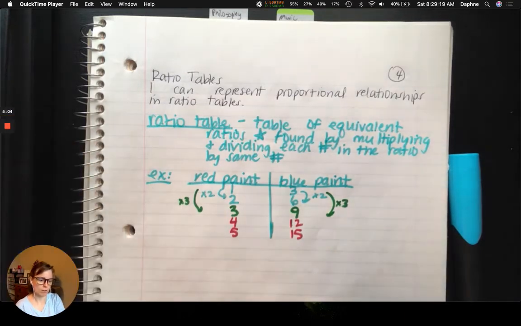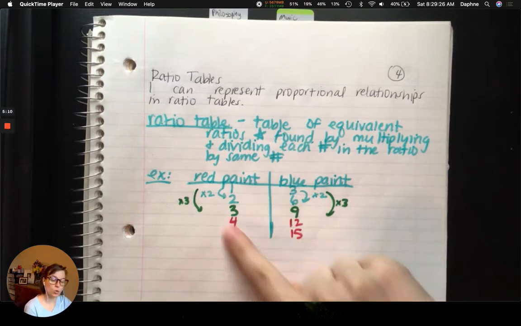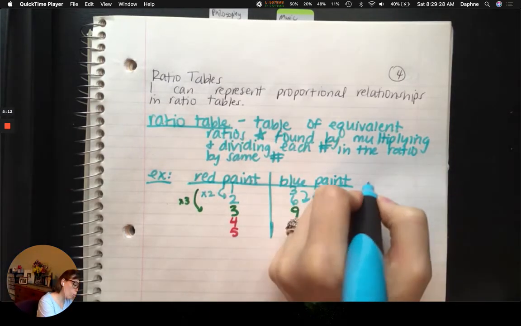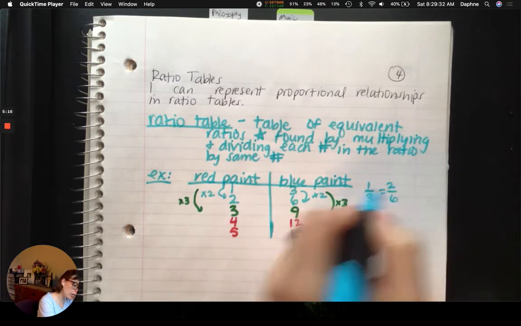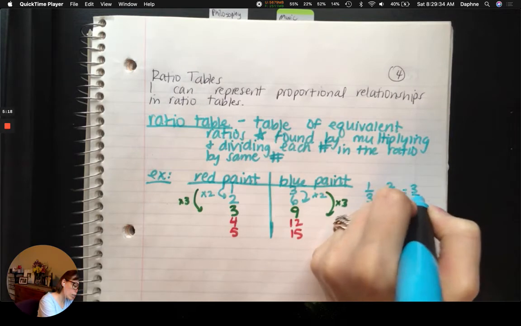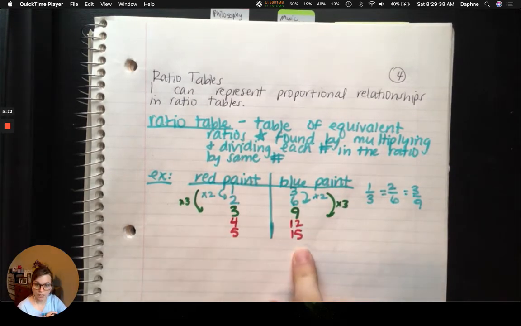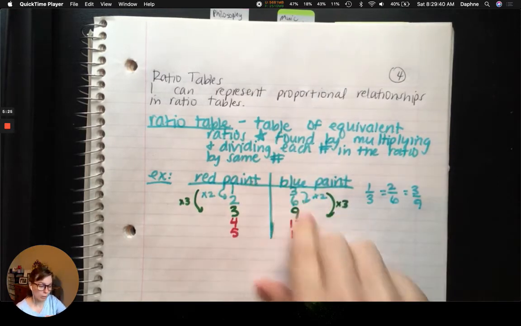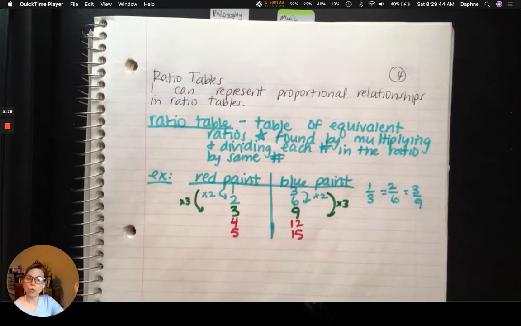Okay, I'm going to wrap that. Okay, next example. And notice that these are all equivalent ratios. So 1 to 3 is the same as 2 to 6, which is the same as 3 to 9, which is the same as 4 to 12, which is the same as 5 to 15. So if I turned this table and we made them fractions as ratios, then you'd see they're all equivalent. They all simplify to the same fraction.